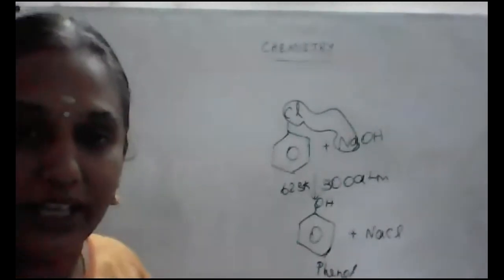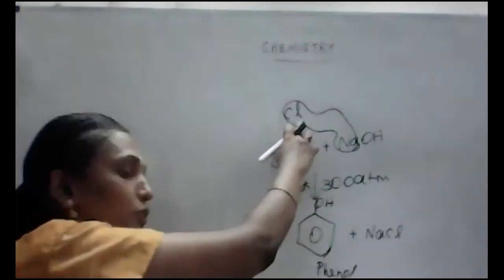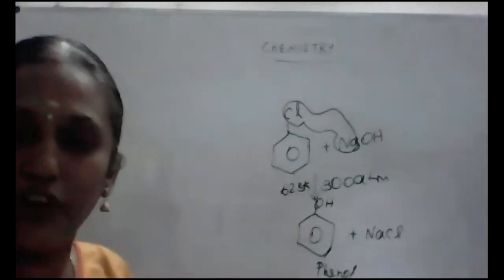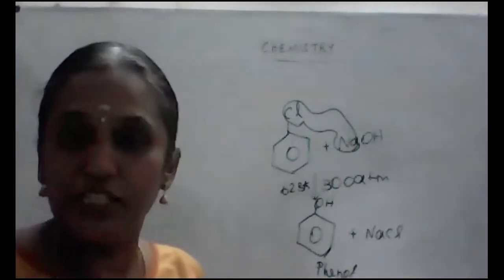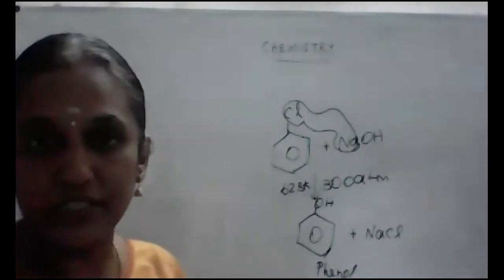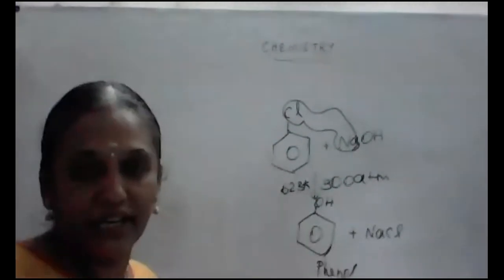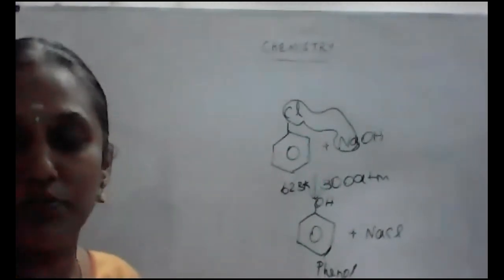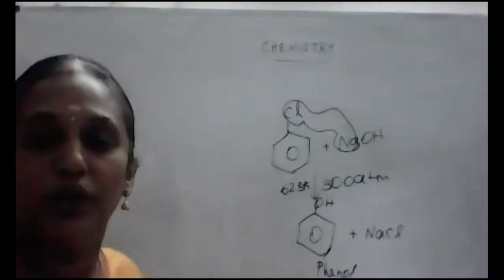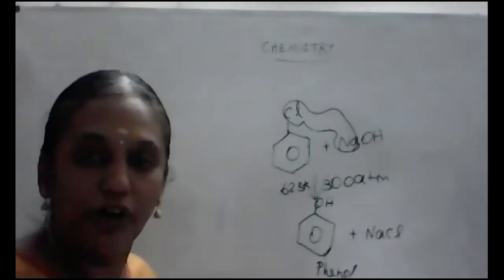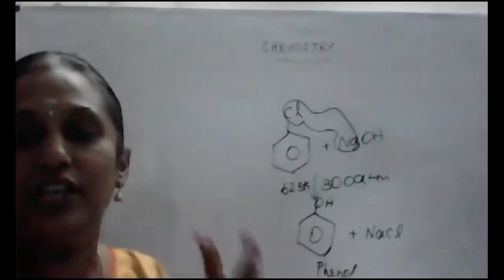But here Cl minus is a nucleophile, right? Nucleophile means nucleus loving species. Such species are called nucleophiles. Cl minus has been replaced by OH minus. Therefore, this becomes an example of aromatic nucleophilic substitution.